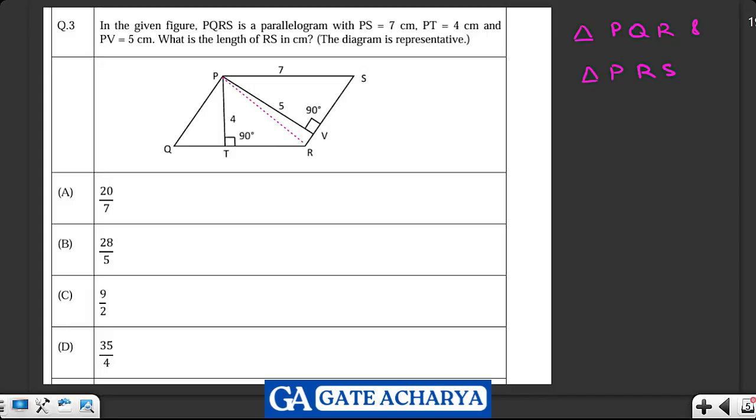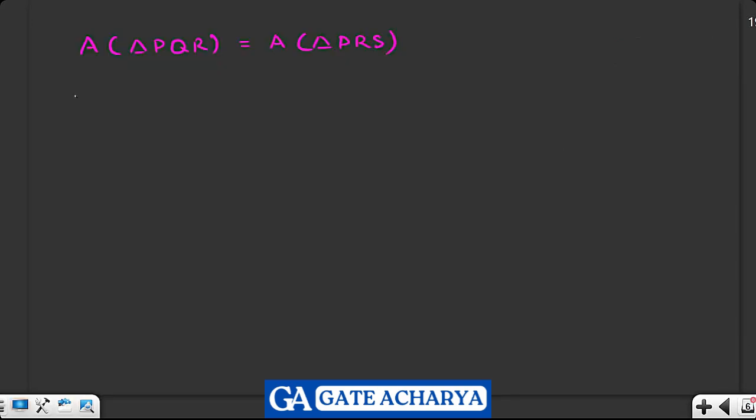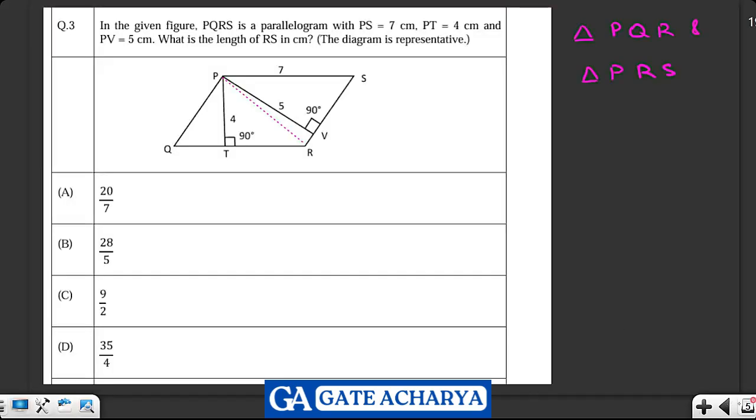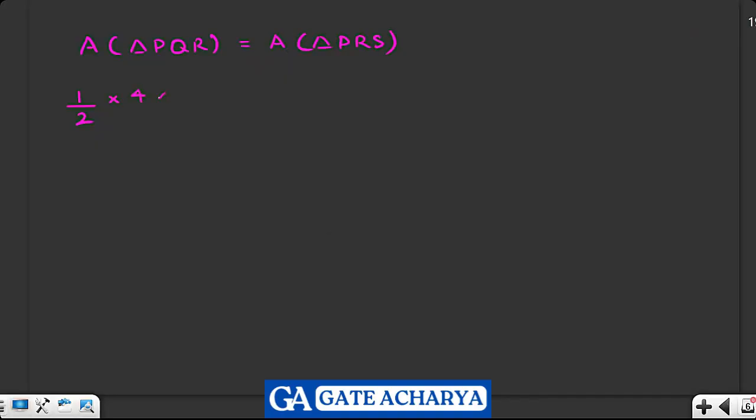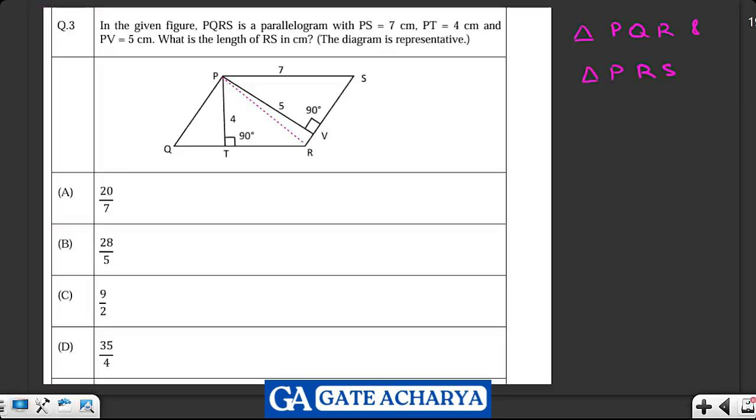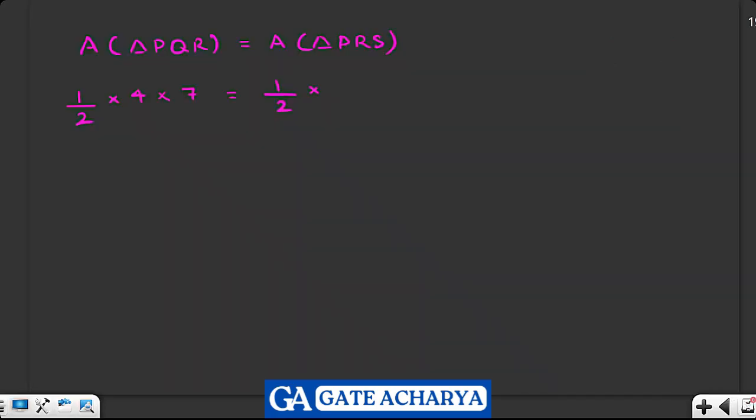Now, what is the area of triangle PQR? We have the height of the triangle and the base of the triangle. So I can say half into base into height. Height is 4 and base is 7. So half of 4 into 7 is the area of the triangle. What is the area of triangle PRS? The height is given to us, 5 centimeter, and the base I don't know. Half into 5 into base RS. Half gets cancelled out, so RS will be equal to 4 into 7 divided by 5, which works out to 28 divided by 5. Let's see if such an option exists.